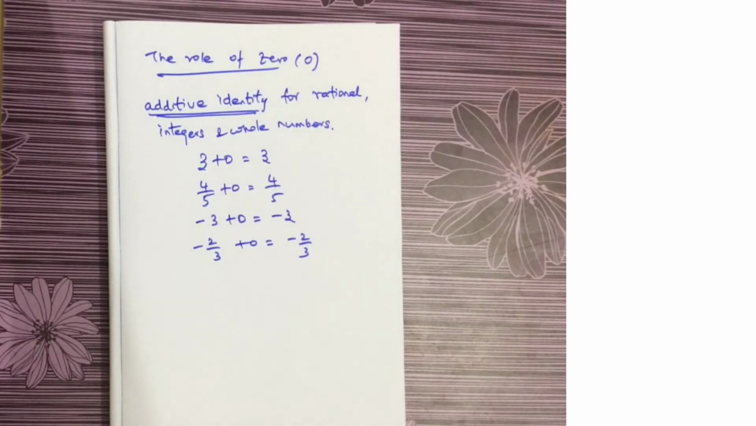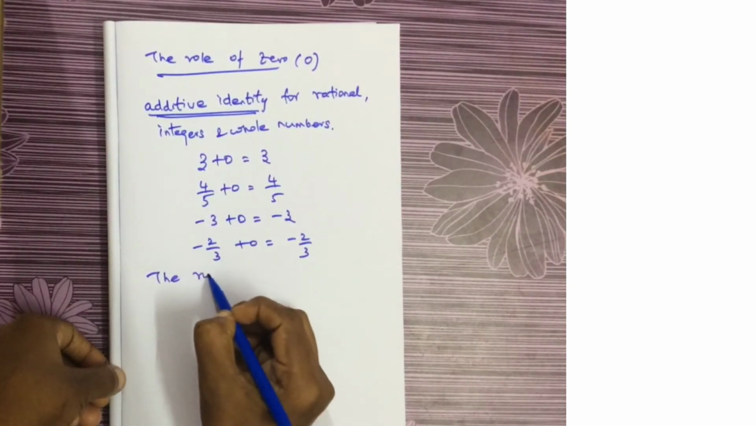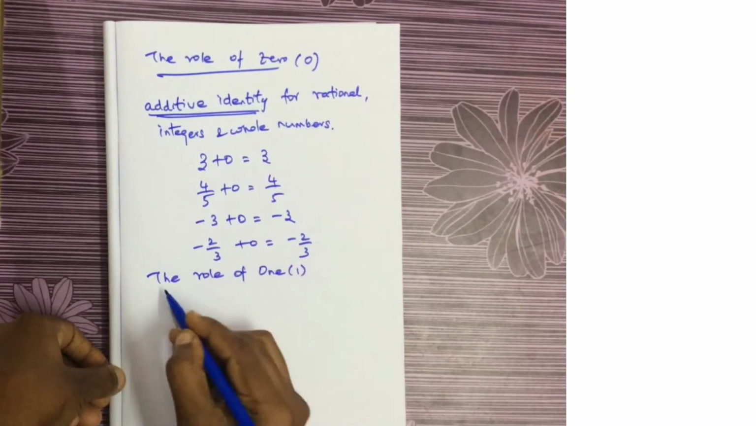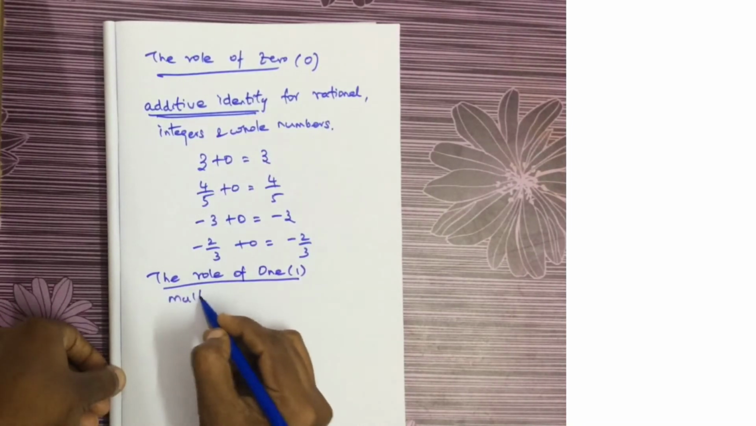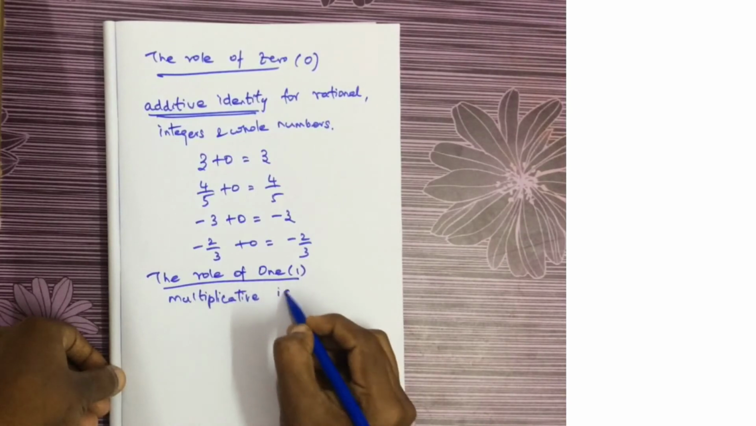The next thing is what is called the multiplicative identity. So the role of 1 is called the multiplicative identity.